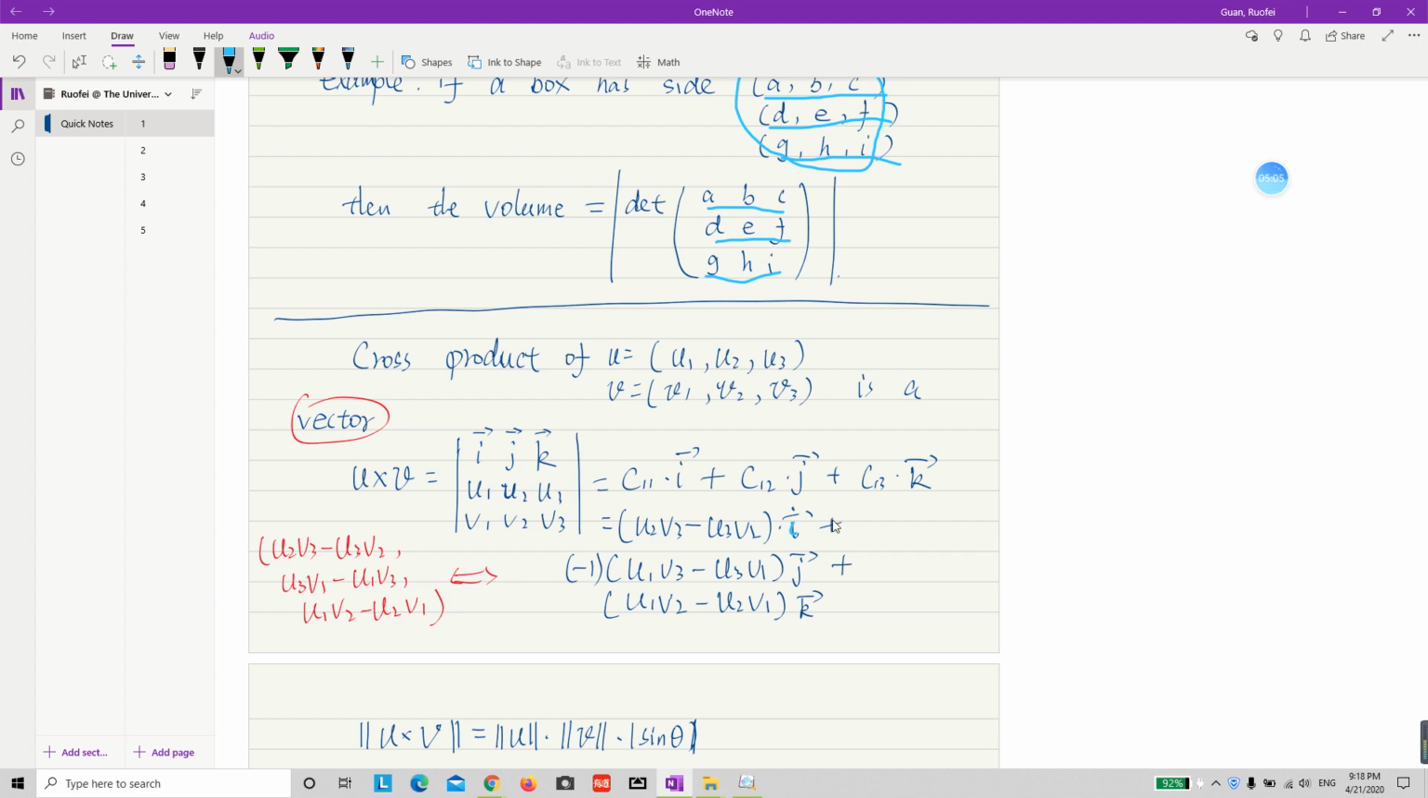And we also know that i is (1, 0, 0), j is (0, 1, 0) and k is (0, 0, 1). So the coordinates of u cross v are: the first component is u2 v3 minus u3 v2. The second component is u3 v1 minus u1 v3. The third is u1 v2 minus u2 v1.